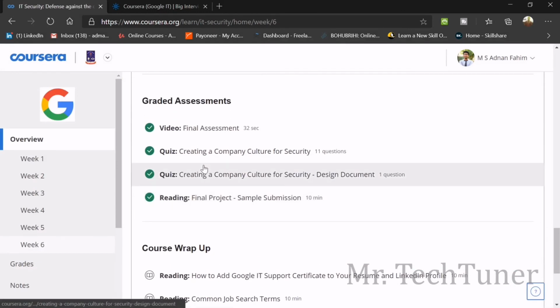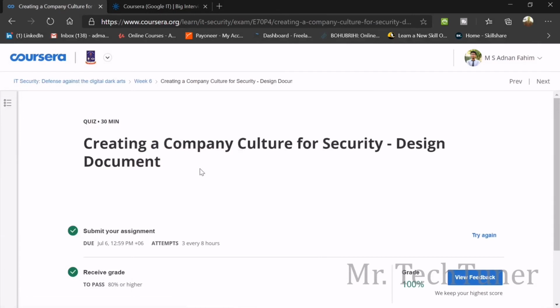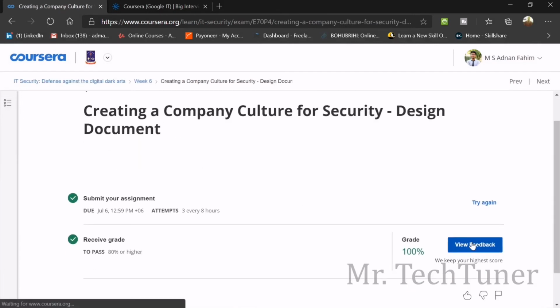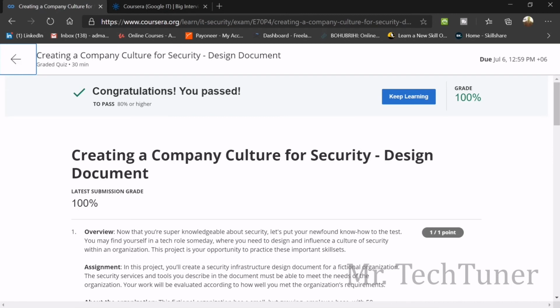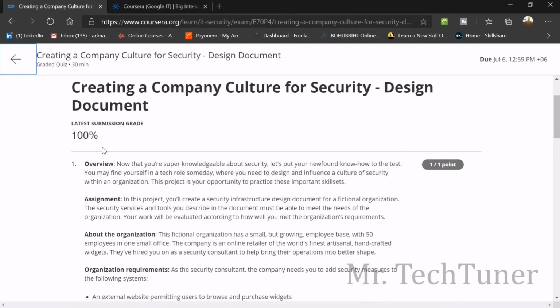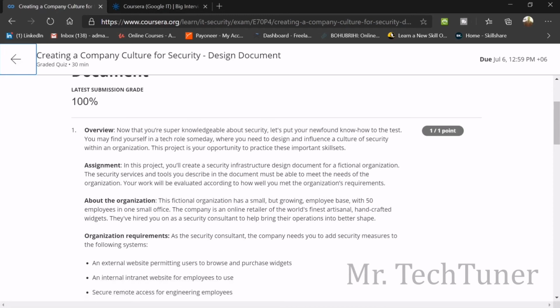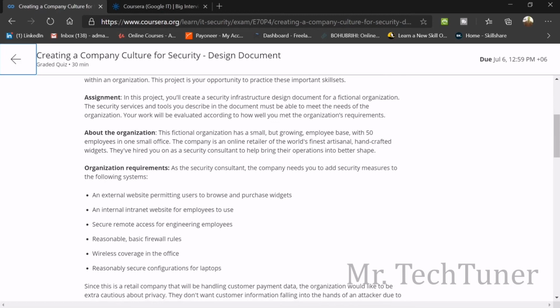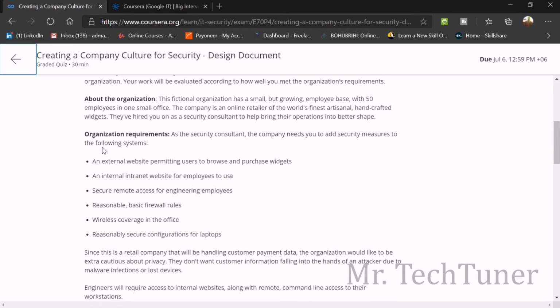So we have another quiz, which is basically a written test. So I'm telling you what you need to do is, suppose you are going to create a company with a culture of security. So you need to write a document where you make a list of the infrastructure or the equipment that you need to implement in your company. Or suppose you need to buy this. Okay, so what could they be.